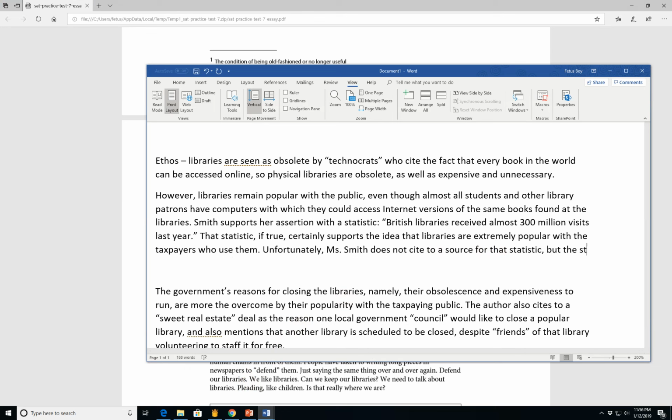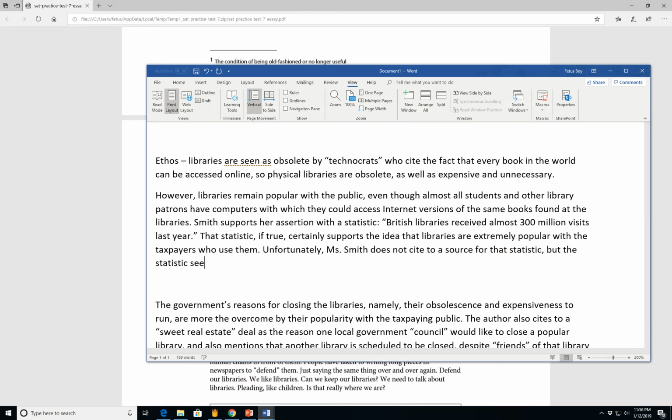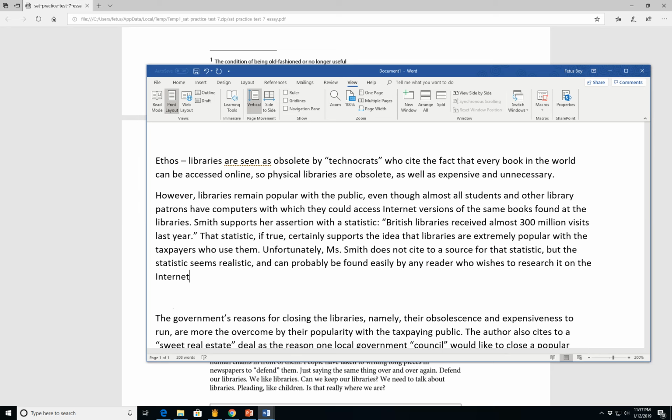That seems realistic. Easily by any reader who wishes to research that matter. Or at the library. Ha ha ha ha ha. Okay.